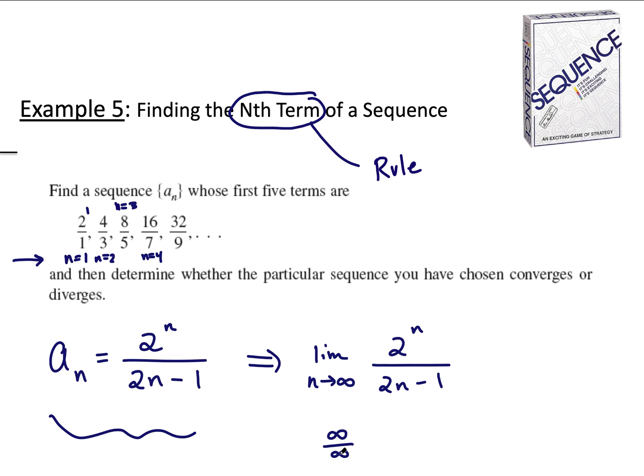We know the derivative for something like 2 to the n would be the natural log of 2 times 2 to the n. The derivative for 2n minus 1 would just be 2. So then if you reapply your limits, you'll get infinity over 1, which diverges.